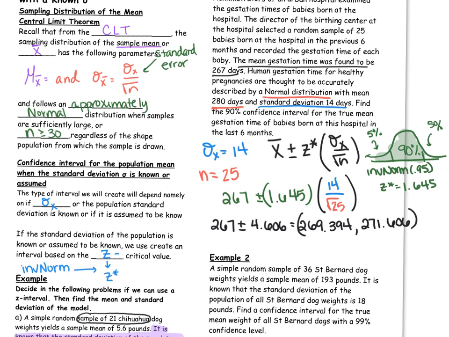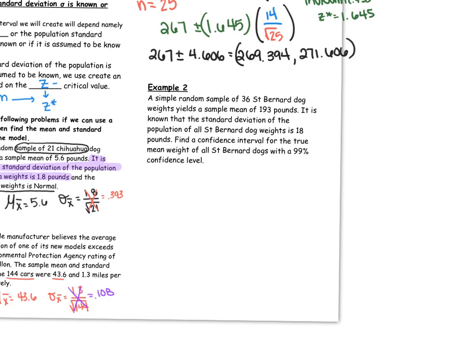I want y'all to try example 2. Example 2, a simple random sample of 36 St. Bernard dog weights yields a sample mean of 193 pounds. It is known that the standard deviation of the population of all St. Bernard dog weights is 18 pounds. Find a confidence interval for the true mean weight of all St. Bernard dogs with 99% confidence level.